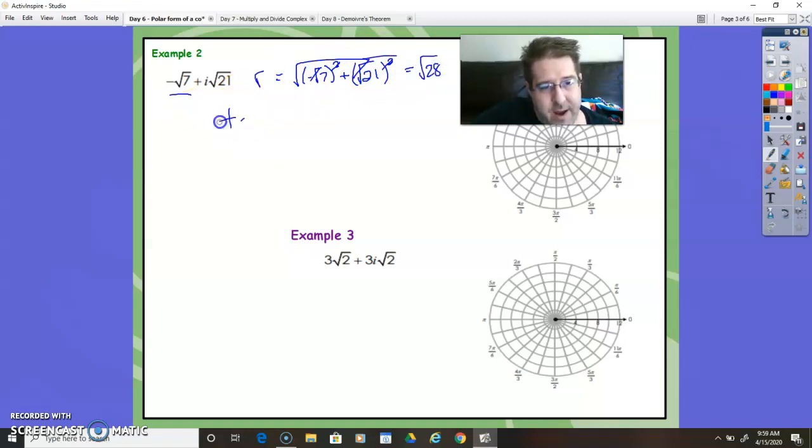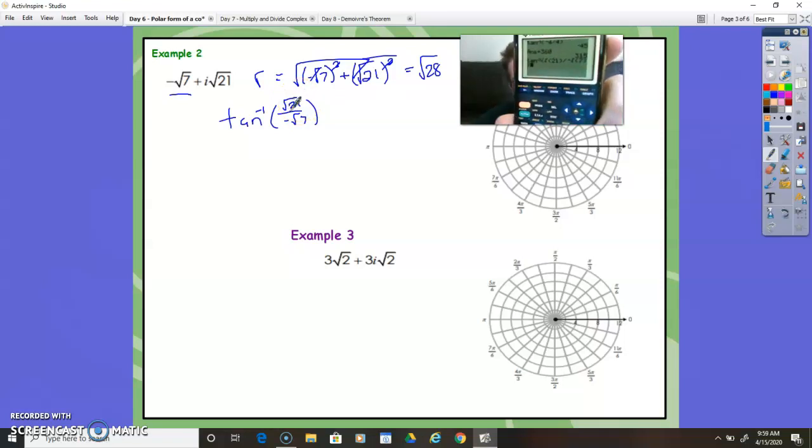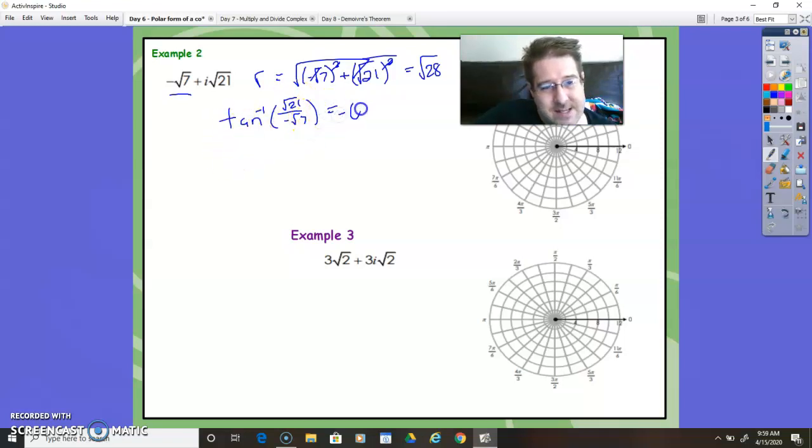All right, so now finding the angle. So inverse tangent of y over x, which I know I say is really b over a. So I put that into my graphing calculator: inverse tangent of the square root of 21, divided by negative square root of 7. So we're looking at something that looks like that. Press enter and you get negative 60 degrees.